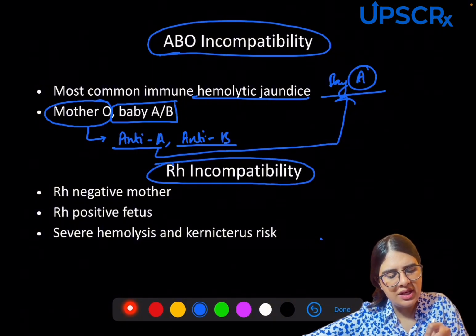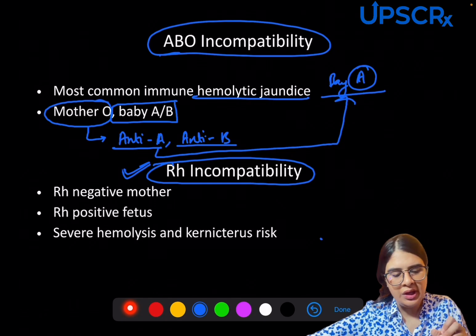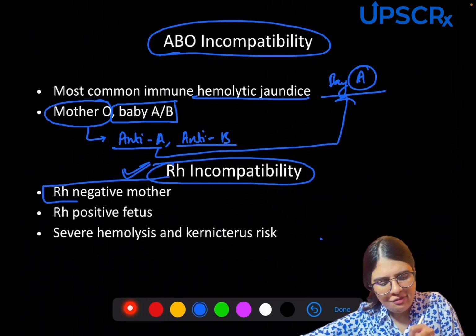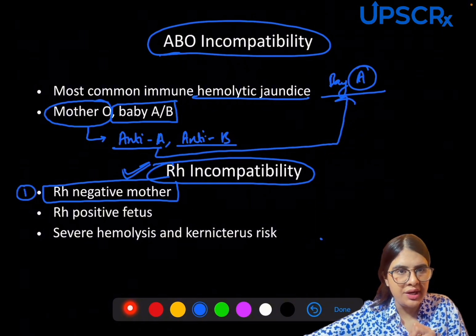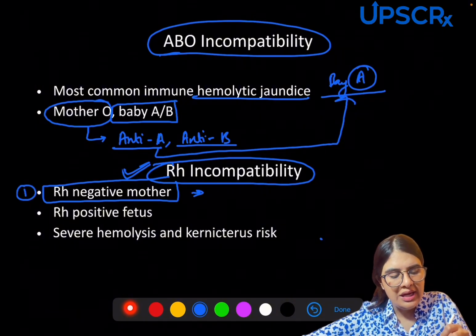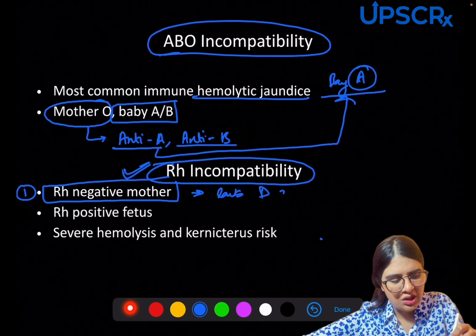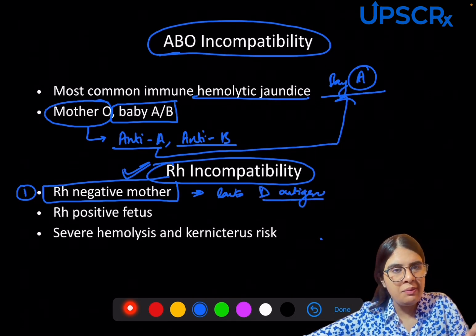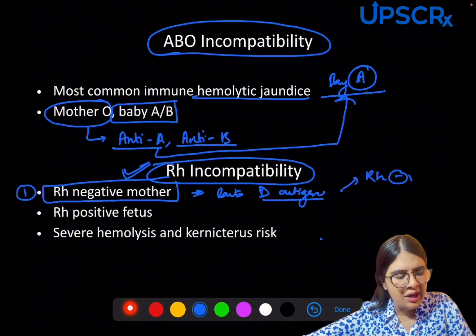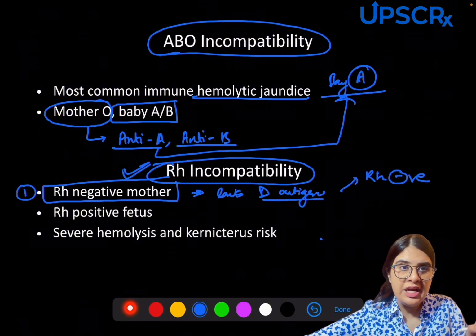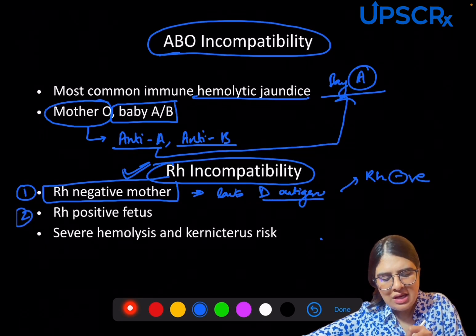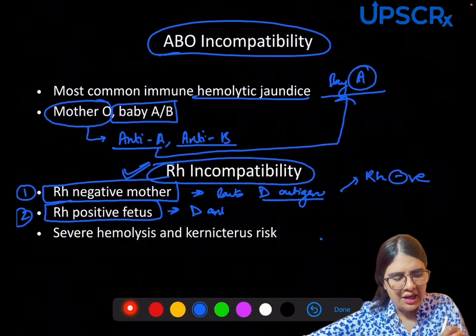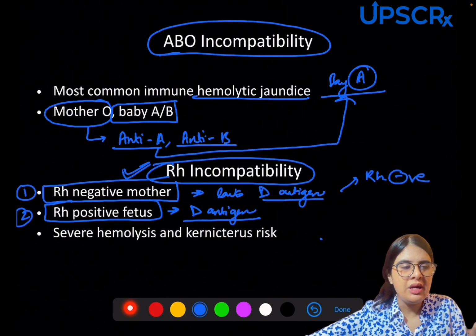Then comes the case of Rh incompatibility. Okay. Now in Rh incompatibility, what happens is if there is an Rh negative mother, first the mother has to be Rh negative. That means the mother lacks D antigen. Okay. So what is the antigen? The antigen is D. So if there is no D antigen, then we label the blood group as Rh negative. If the D antigen is present, then we label it as Rh positive. So this Rh positive fetus has D antigen, but the mother is lacking D antigen.